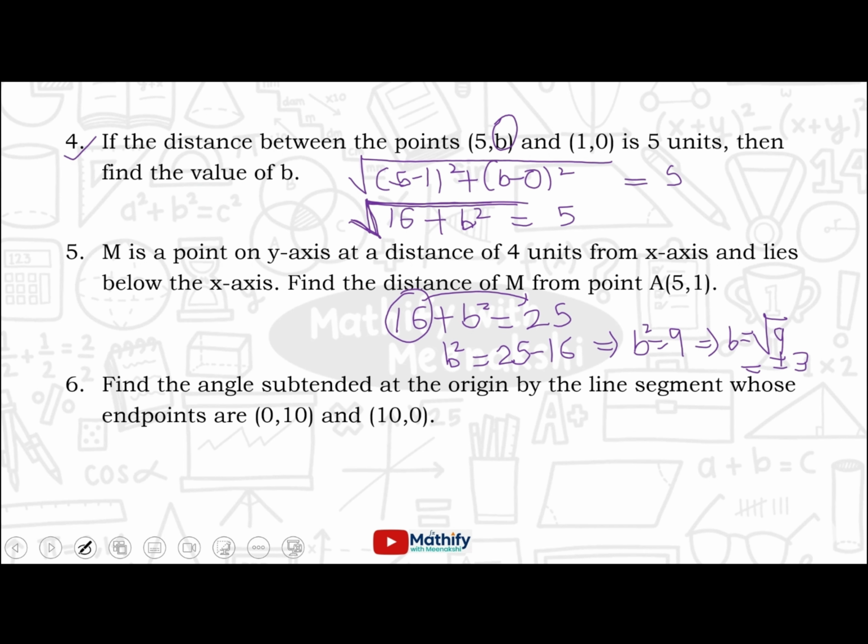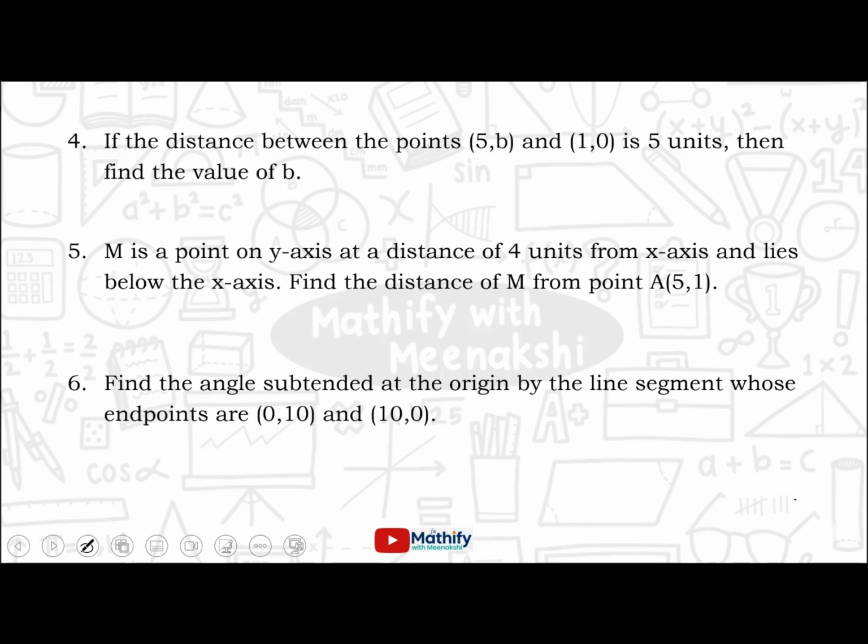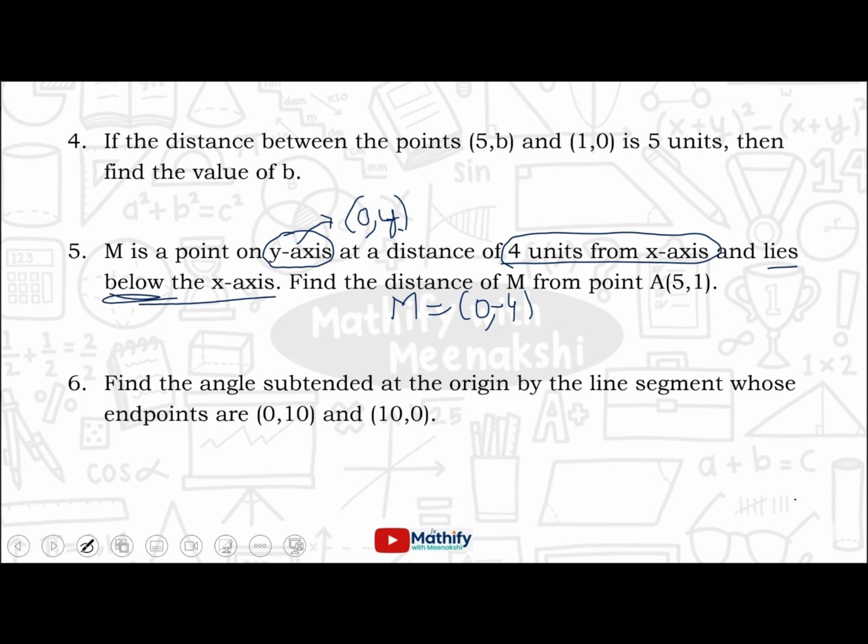Now let's move to the fifth question. In the fifth question, it's written M is a point on the y-axis. Now what's the general form if a point lies on the y-axis? That is x is 0 and y can be anything. At a distance of 4 units from the x-axis means the value of y is 4. But here it's written lies below the x-axis, that means your M is (0, -4), because of below, you will put a minus sign in front of 4.